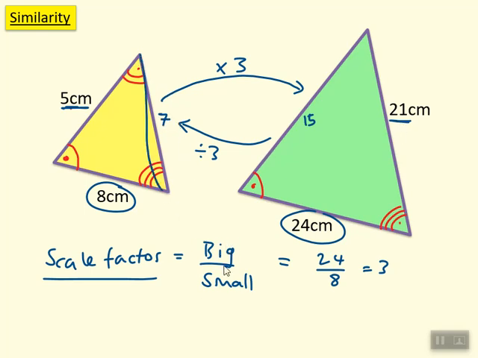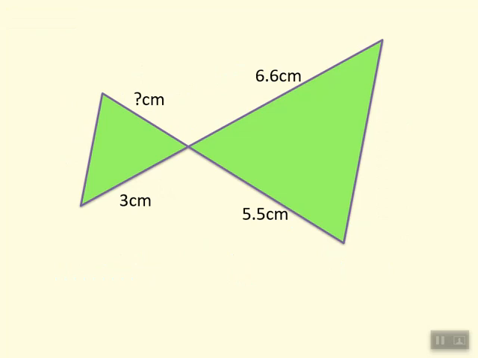So I always do big divided by small. And then that's the scale factor to get from the small one to the large one. And then you do the opposite to go the other way. So times by 3 to go that way, divide by 3 to go that way. And I hope that makes sense. Right, but remember I said to you about angles, because they really do matter, and it's very, very important that you think about the angles when we talk about similarity.